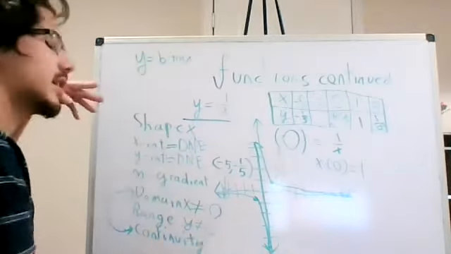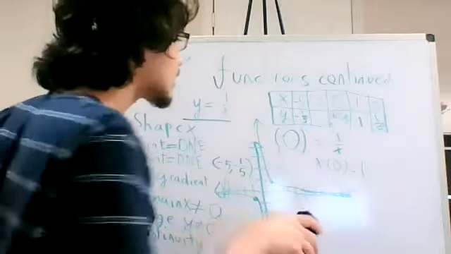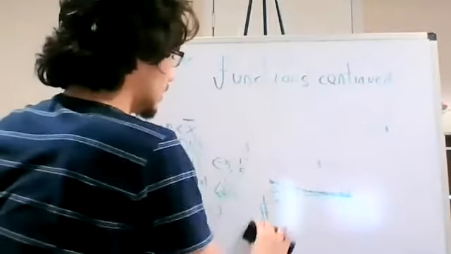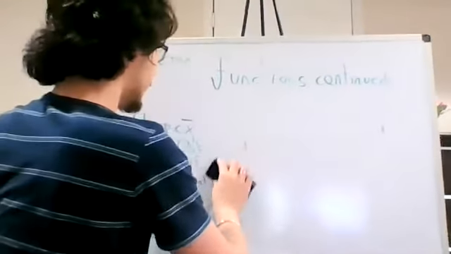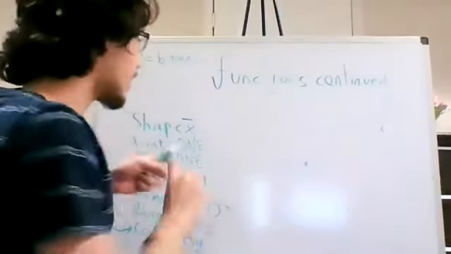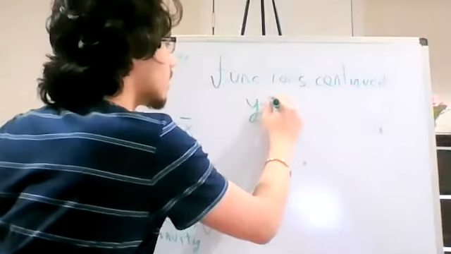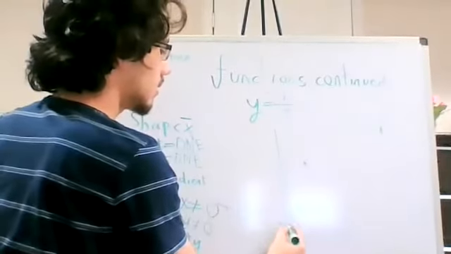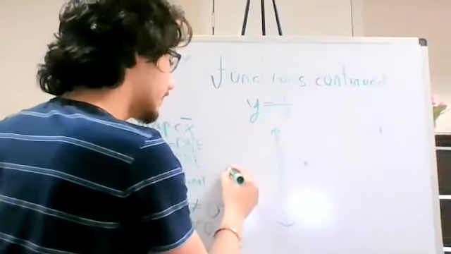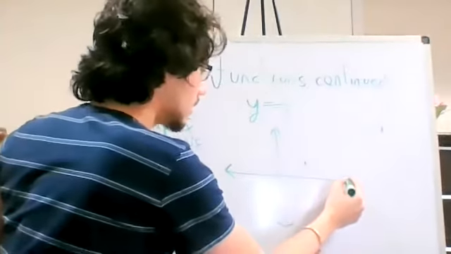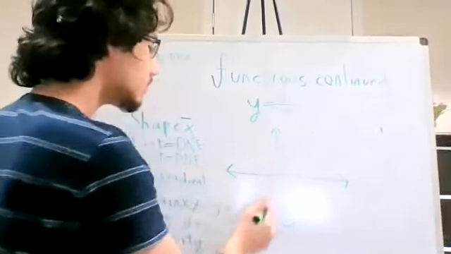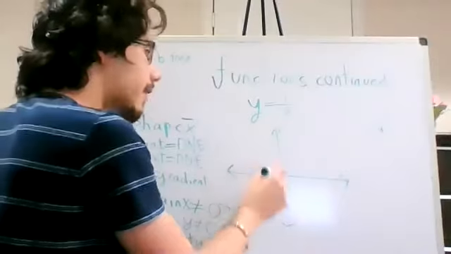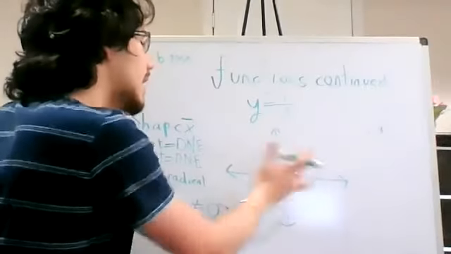So all of this information that we found tells us that our function essentially comes down to this. For y equals 1 over x, here's what our function will look like. We said that y could never be 0 and x can never be 0. So the function will never touch either of these lines.